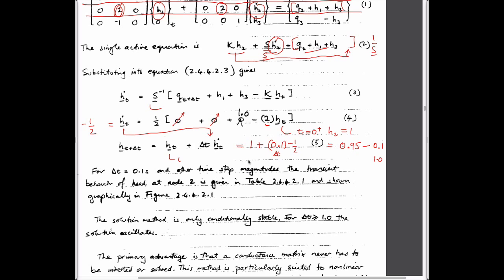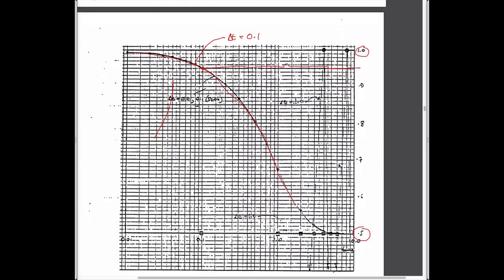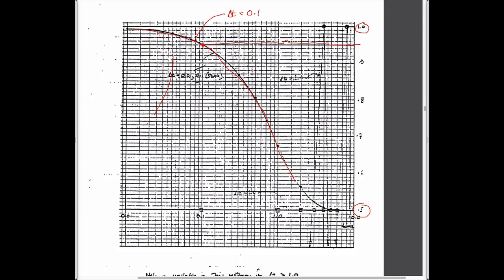If we do it for this, then initially the head is equal to 1. Delta t is equal to 1, and this will be equal to minus a half. So that's an interesting one. This is going to be equal to 0.5. So if we use a time step of 1, the first time step, it's equal to 0.5. And so plotting on that graph, you get actually this point here.